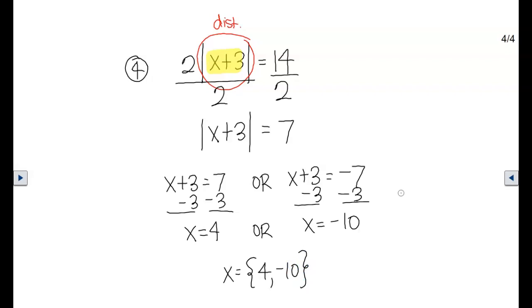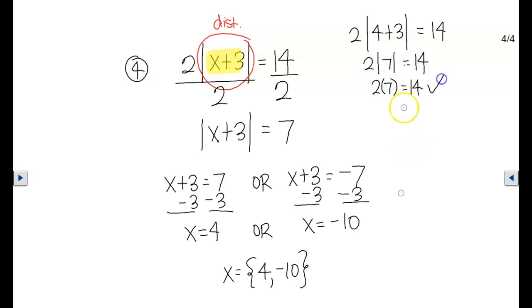Now, just so you can see that this works, let's check this one. Let's take this 4 and plug it in right here for this x. So that'll give us 2 times the absolute value of 4 plus 3 is equal to 14. We would do our group first. So 4 plus 3 makes this 2 times the absolute value of 7 is 14. We know that the absolute value of 7 is just 7. So 2 times 7 is 14. That checks out.